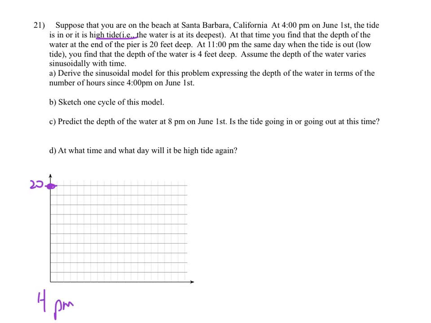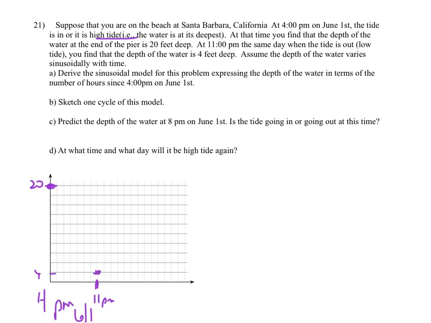Now, at 11 o'clock the same day, that's 7 hours later, right about here, I'll make it. At 11 o'clock p.m., this is June 1st, we reach low tide, so that's at 4.